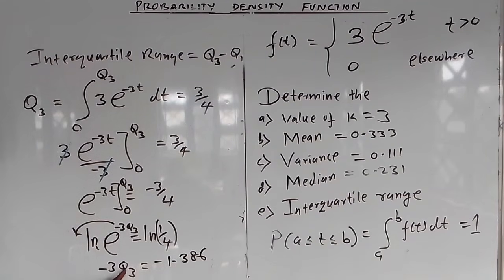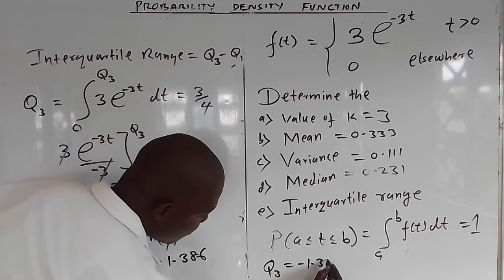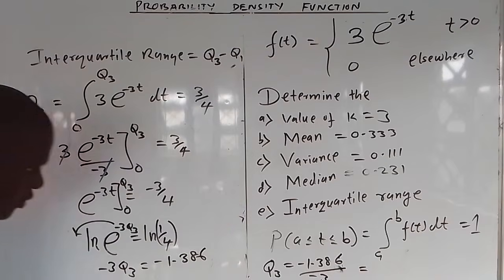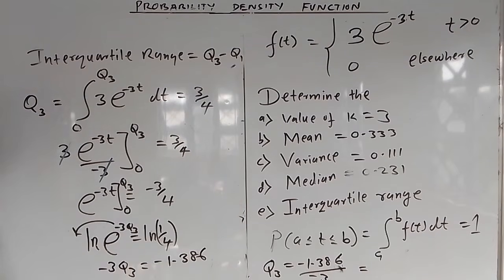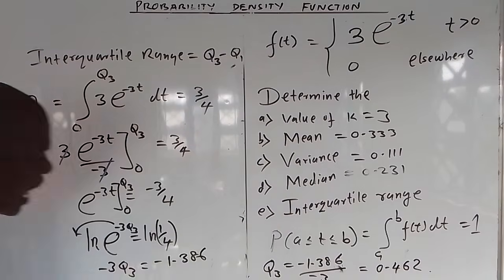1.386. So for you to get q3, you divide both sides of the equation by negative 3, isn't it? If you divide both sides by negative 3, what do you get to be q3? You get q3 to be negative 1.386 divided by negative 3, which is 0.462. You are done, isn't it?